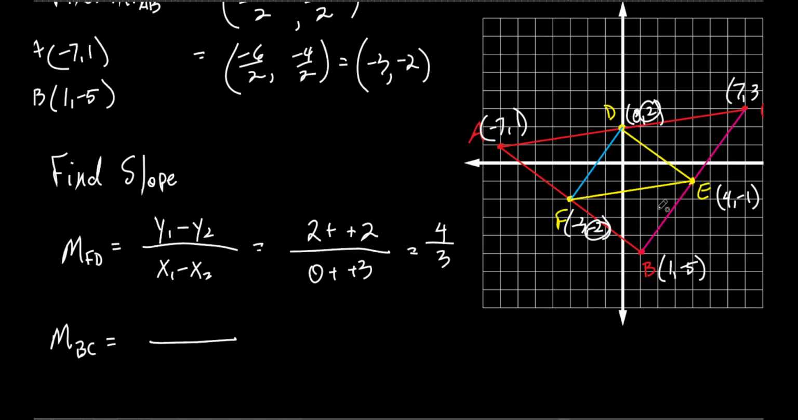All right, so let's find the slope of BC. So we subtract the y's. So 3 minus negative 5. Subtract the x's. 7 minus 1. Let's see what we get. We get 3 minus negative 5 is 3 plus 5, which is 8. 7 minus 1 is 6. Always reduce it. 2 goes into that 4 times, 3 times. Check it out. They have the same slope. All right? So now they have the same slope.